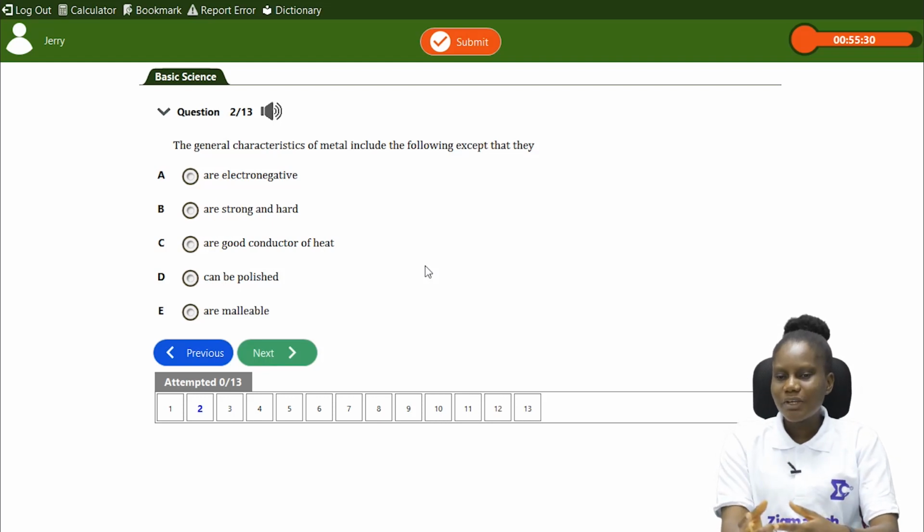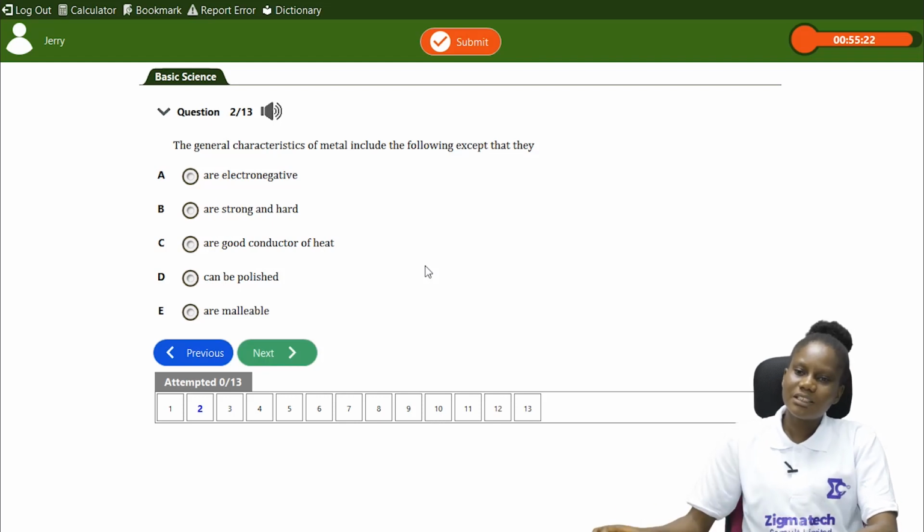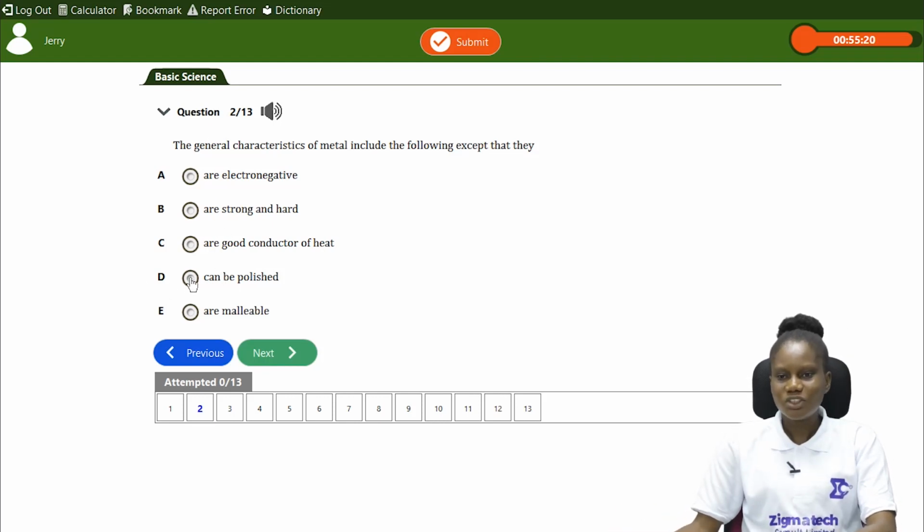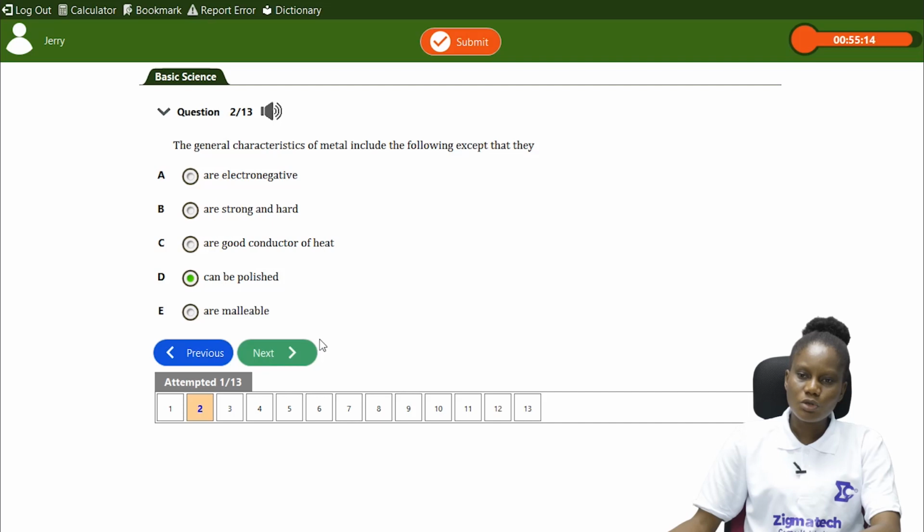Are electronegative and can be polished. And when you're going to look at this closely, you will see that D is the answer. The general characteristics of metal include the following except that they can be polished. It's not part of the characteristics of metal, so it is not one of the characteristics of metal.